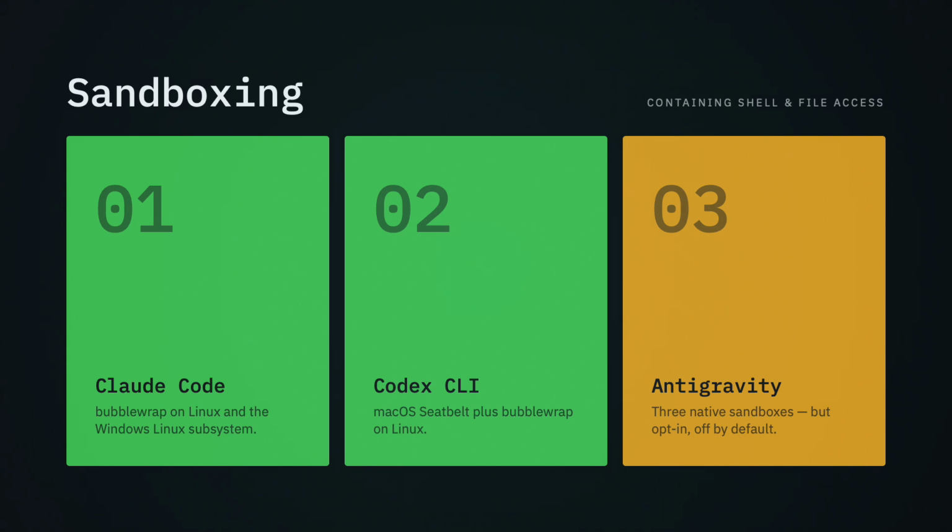Closely related, sandboxing, how each one boxes in what a command can touch. Claude Code uses bubblewrap on Linux and on Windows through the Linux subsystem. Codex uses the macOS Seatbelt sandbox plus bubblewrap on Linux. Antigravity has the most on paper, three native sandboxes across the platforms. But here's the catch, it is opt-in. By default, Antigravity runs without a sandbox until you turn one on.